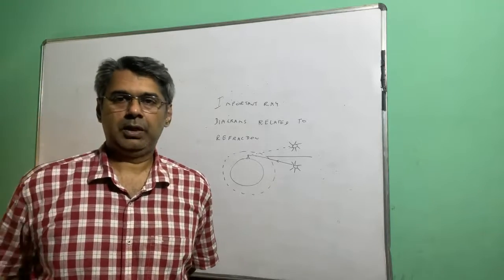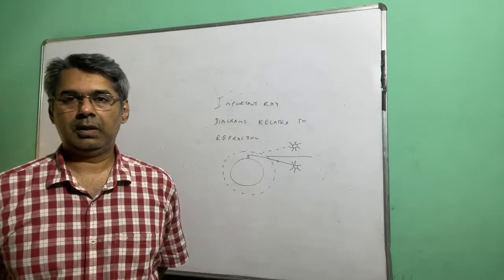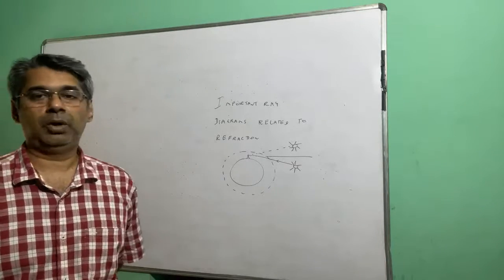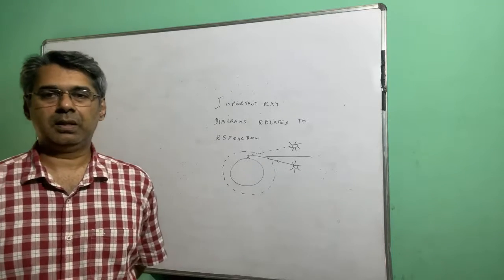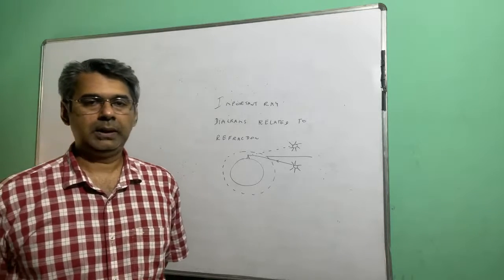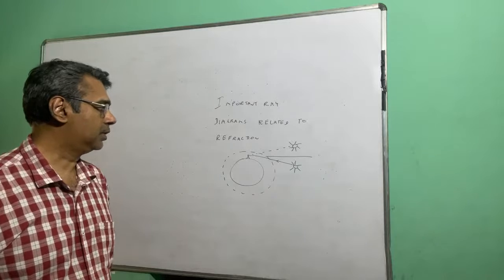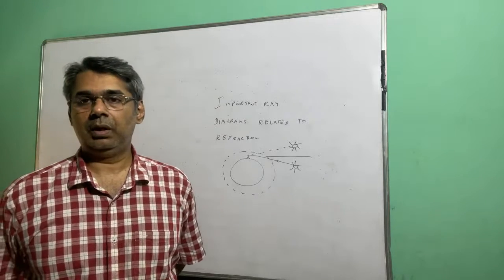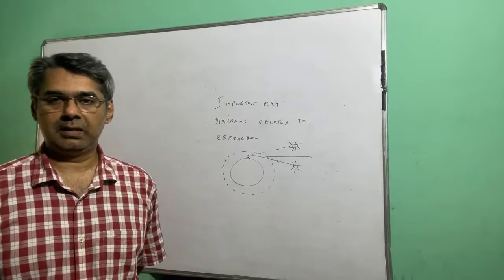In today's session of class 10 physics, we are going to discuss one topic, the important ray diagrams related to refraction. So we'll discuss a couple of very important diagrams, and then I'll give you one ray diagram as a homework. Now the first important ray diagram is called advanced sunrise and delayed sunset.